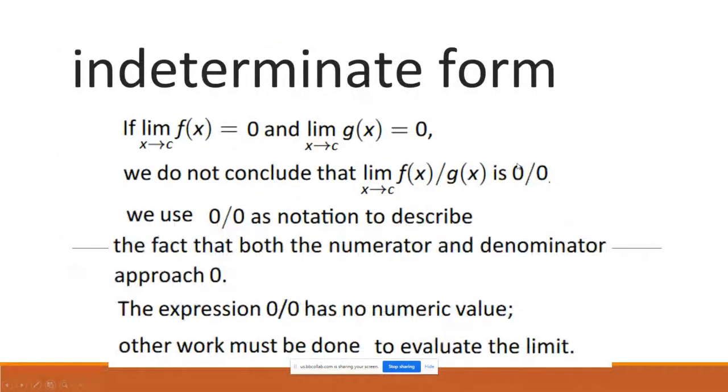Okay, so in the indeterminate case, we're going to look at the first scenario. Suppose the limit of the numerator equals 0 and the limit of the denominator equals 0. Then the whole limit is called a 0 divided by 0 scenario. That doesn't mean the limit equals 0 divided by 0. It just tells us that other work must be done to evaluate the limit. Basically, it says we've got to do something else to figure out the limit.